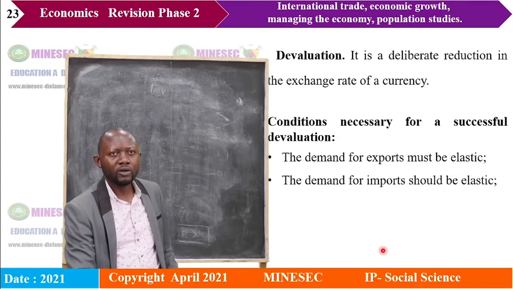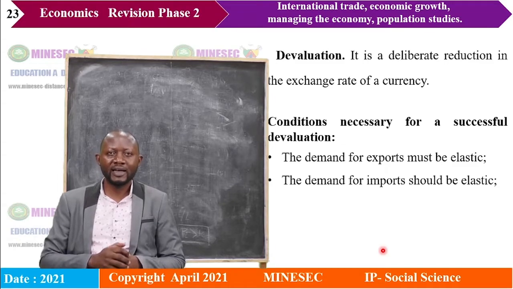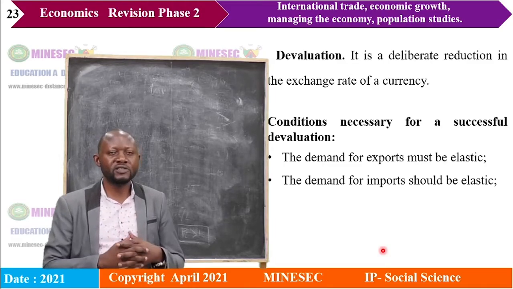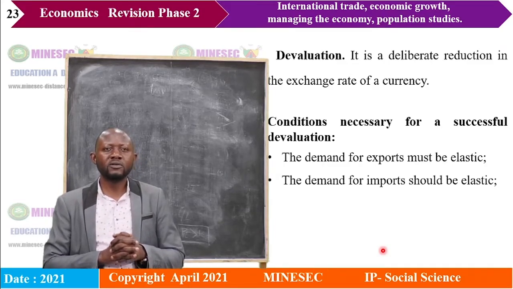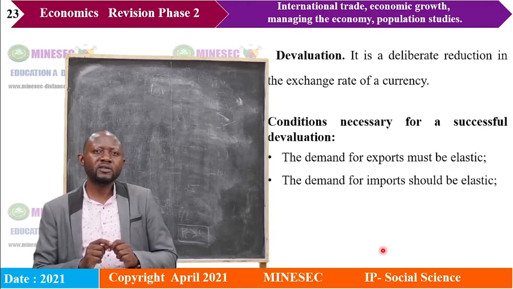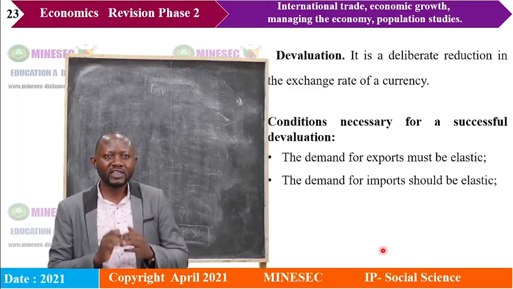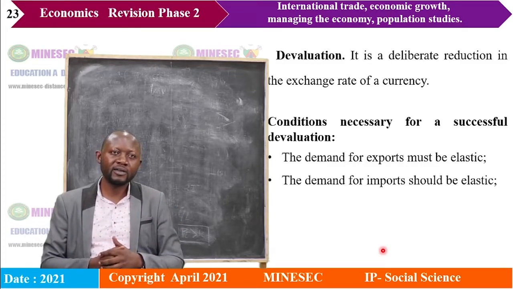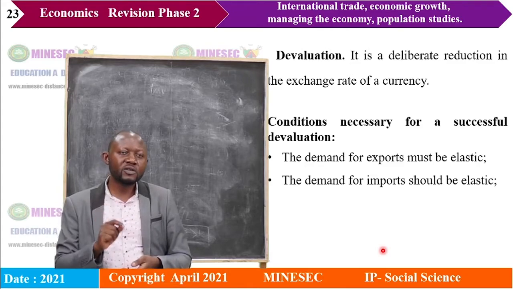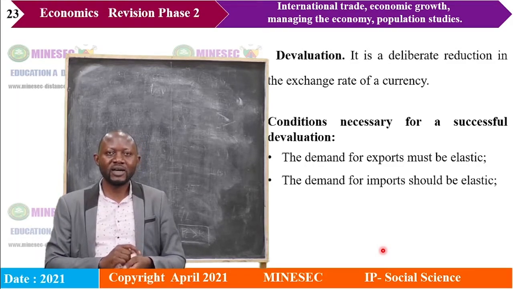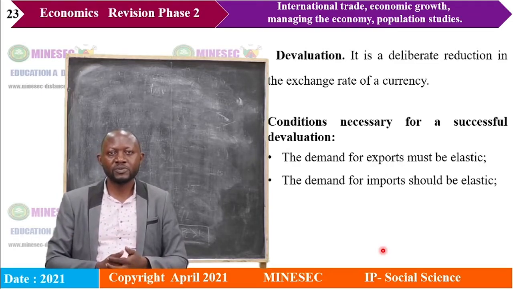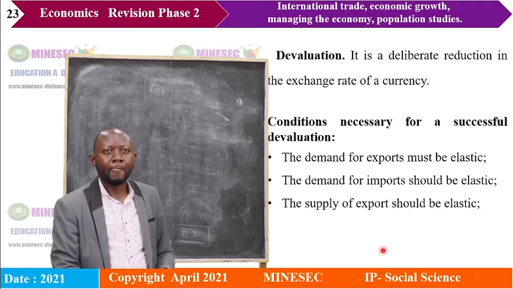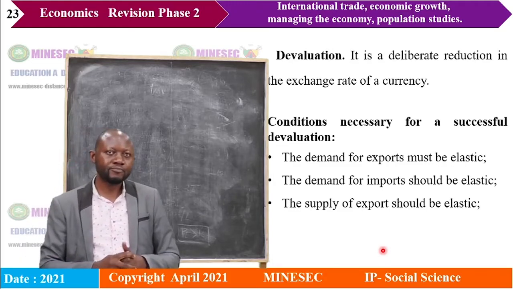Another point is that the demand for imports should be elastic. Devaluation, remember, makes imports expensive. Now, if the demand for imports were inelastic, even if they're expensive, people will still want to import them, and the expenditure on imports is going to be high. So, for it to be successful, the demand for imports should be elastic so that when the price increases, it discourages people from consuming imports. So it's going to reduce the expenditure on imports. The supply of exports should be elastic. That's another point.